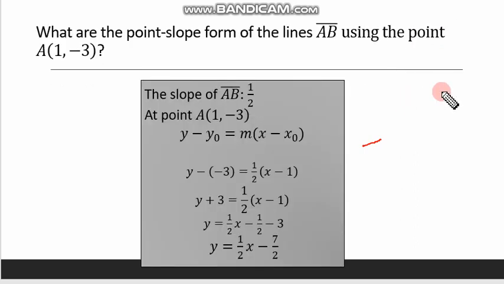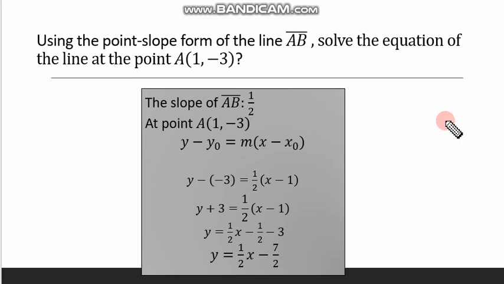Okay, let's take an example. What is the point slope form of the line AB using the point 1 and negative 3? I mean, the question is wrong. Using the point slope form, you should get the equation of the line. So I edited the question. Now the question: using the point slope form of the line AB, solve the equation of the line at the point A, 1 and negative 3.